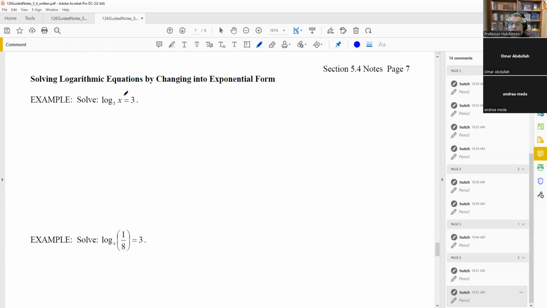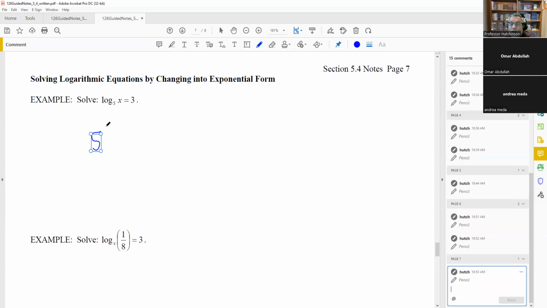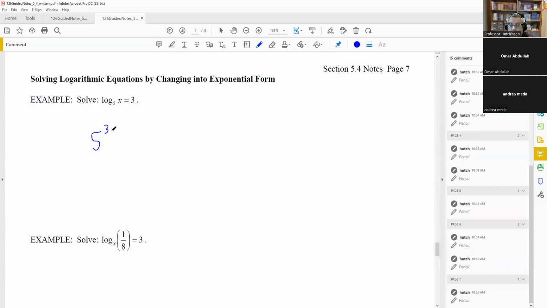So here we have log base 5 of x equals 3. To solve that, take the base of 5 and raise it to the power of 3, and that's going to equal x. The base raised to the number after the equal sign equals whatever you have left over inside. So 5 to the 3rd equals x. 5 times 5 times 5 is 125. So that's our answer, 125. Make sure you don't accidentally do this quickly and get 15 as the answer. It's 5 multiplied 3 times. That's why we get 125.